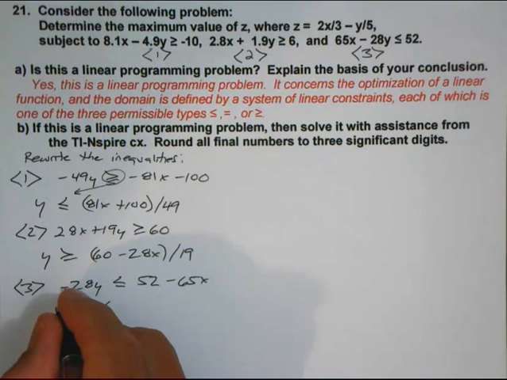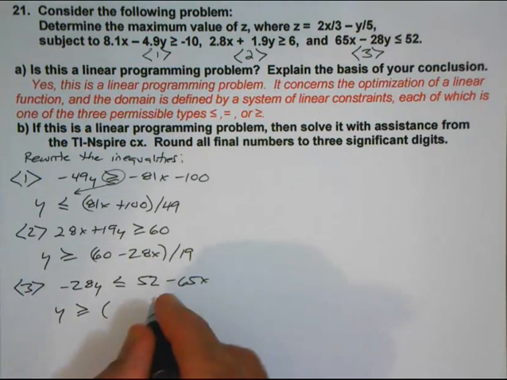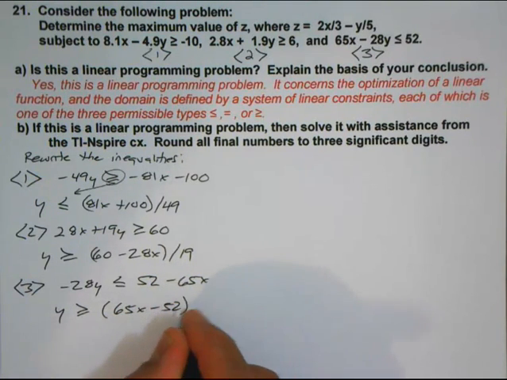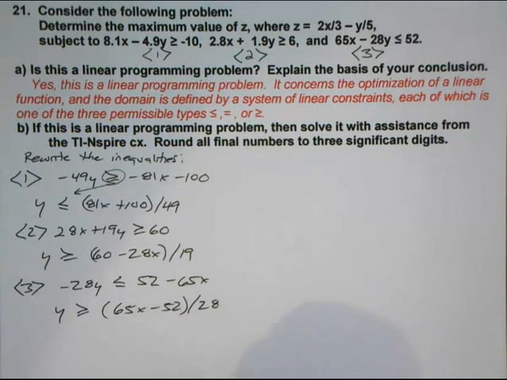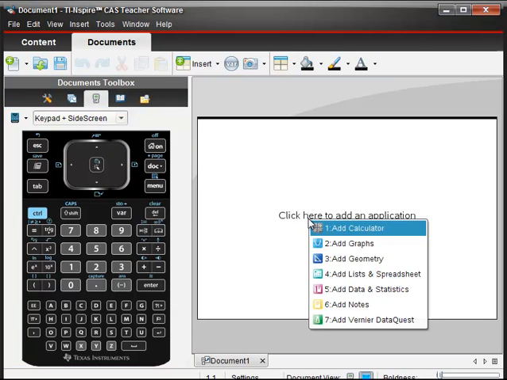And I'll take care of the negative 1 by distributing it through this side first. That would mean 65x minus 52, and then divide by 28. Okay, looks like we've got our inequalities all rewritten, and at this point we are ready to proceed to the calculator. Okay, here we are at the TI Nspire, and to get started, I suppose we could decide to add a graph.